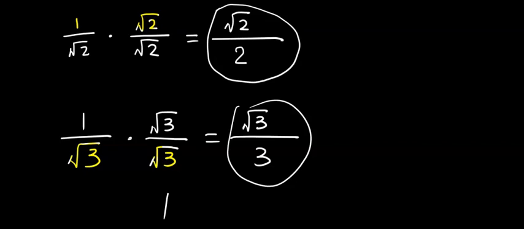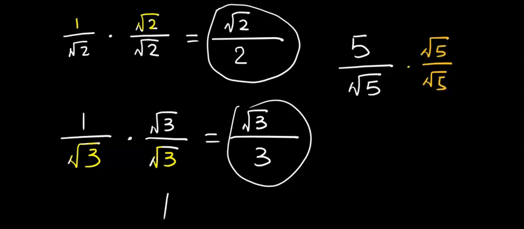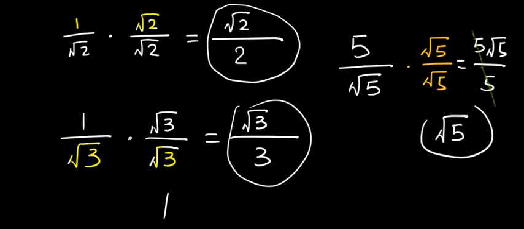All right, what if you have a question looking like this? Let's say 5 over square root 5, and exactly the same thing. We're going to multiply by square root of 5 over square root of 5, and our denominator is 5. Our numerator is 5 times the square root of 5. Don't stop here, because 5 divided by 5 is 1. We simplify. So finally we have square root 5.